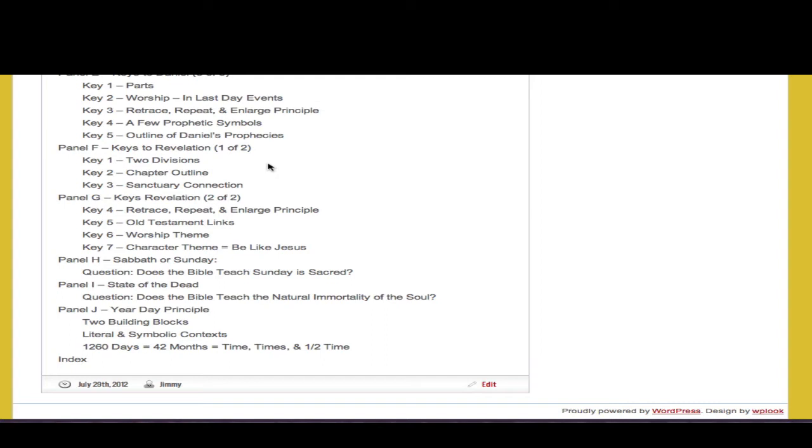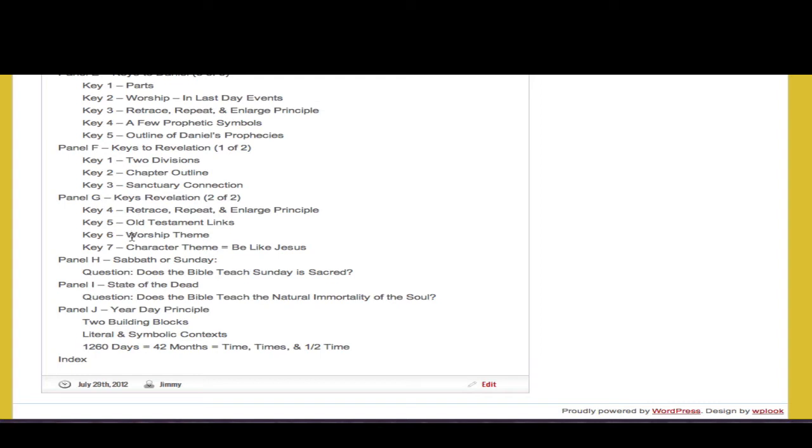The first key is to show that the book of Revelation can be divided into 2 basic divisions. The second key is a chapter outline. Key 3 is a sanctuary connection. Panel G continues these keys. Key 4 is, again, the retrace, repeat, and enlarge principle.